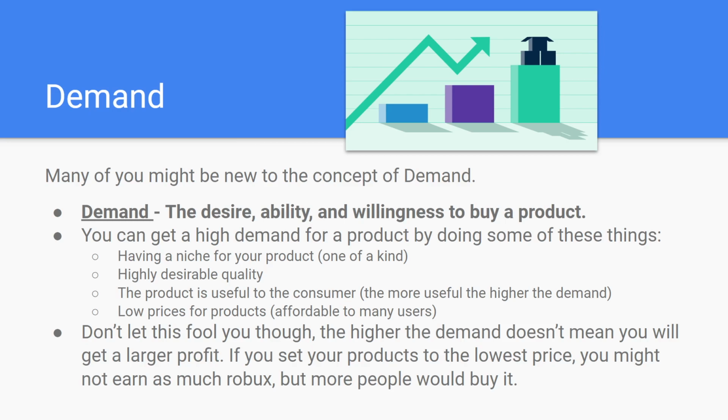If you set your products to the lowest price, you might not earn as much Robux, but more people would buy it. So for example, your profit is going to equal how many people buy it times the price that they buy it at. And sometimes you might get more profit if it was higher or if it was lower. It just depends on where your sweet spot for your pricing is.